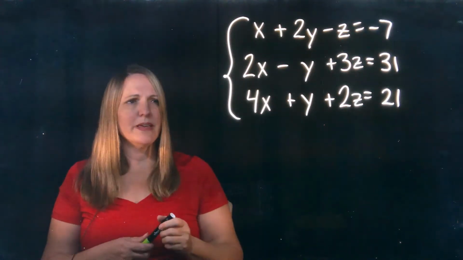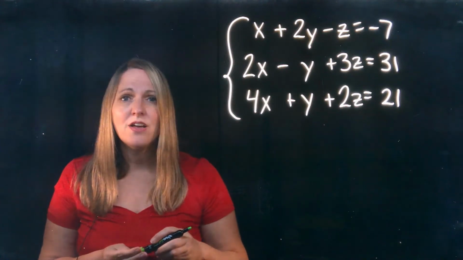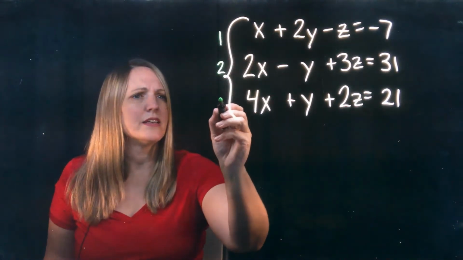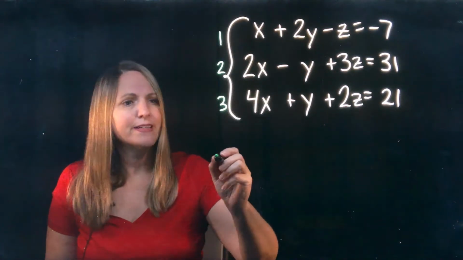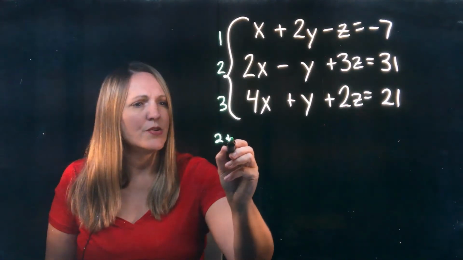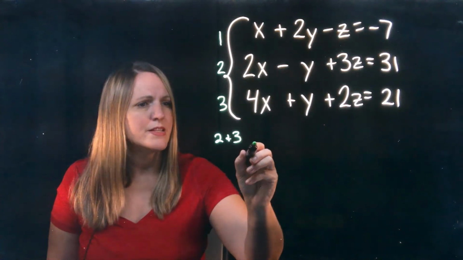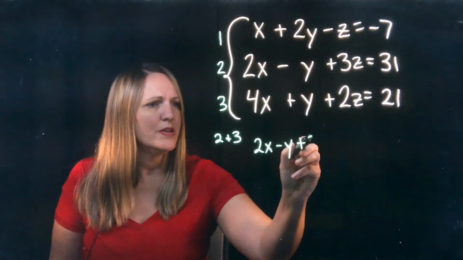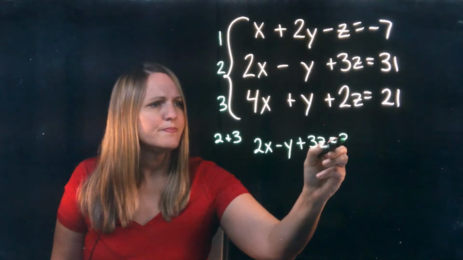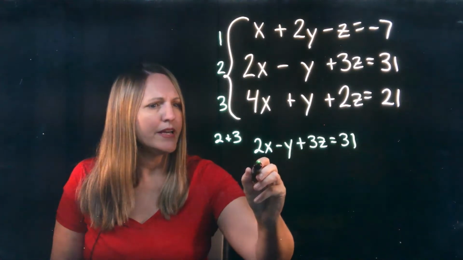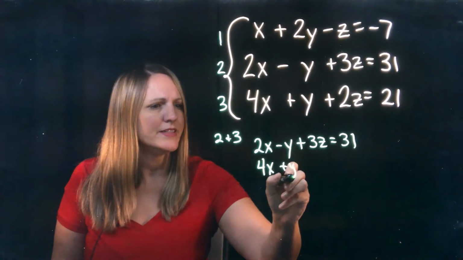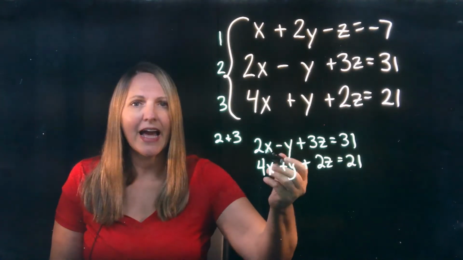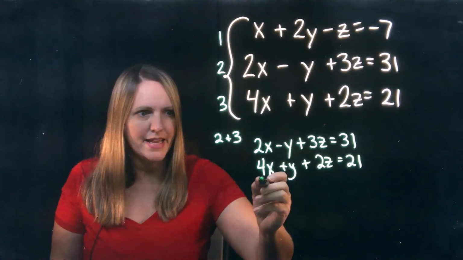So let's go ahead and begin. We're going to start with eliminating the y, and we're going to start with equations 2 and 3. Let me just write those down here. This is equation 2 as written, and then equation 3 as given. And we are just going to add these 2 equations together.